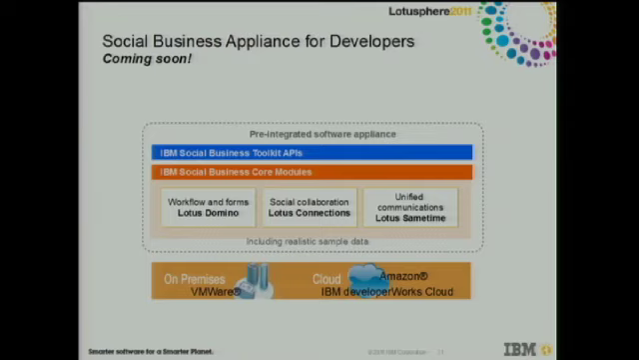So by getting this appliance, you will be ready to experiment with our APIs and our tooling in just a matter of minutes. And this will be available either on-premises through a VMware appliance that you will be able to download and install locally, but also in the cloud, in either the IBM cloud or the Amazon EC2 cloud.